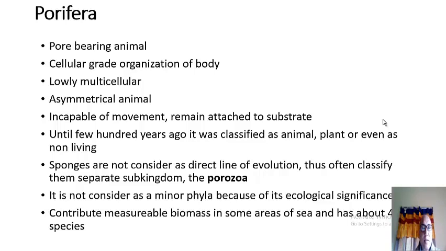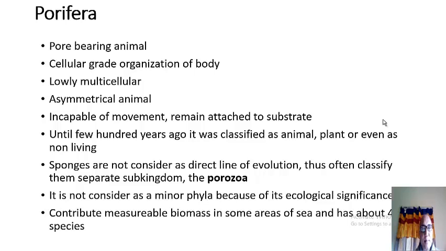Cellular grade of organization: these animals do not have any tissue. However, we are going to see that the body is made up of many cells, yet there is no tissue. No cells are found working together in coordination forming tissue. Therefore, these animals have a cellular grade of organization, and they are multicellular.